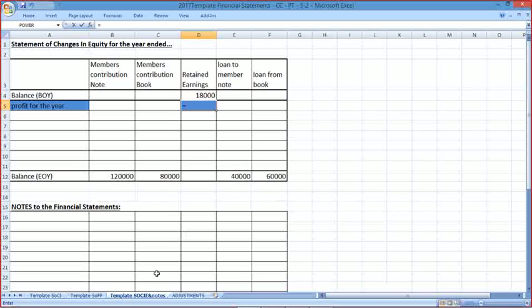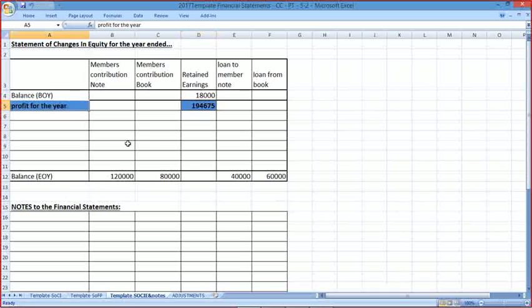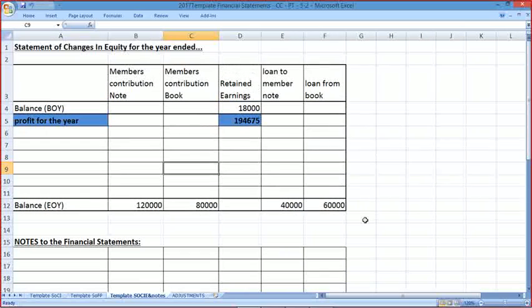So, profit for the year equals the amount that I had there, 194,675. That is profit for the year. Yes. And what did they say in point number 11? We have to distribute 80% of that. Good. So, distribution to members, minus 80% of it, minus that times 0.8. Okay, that's the amount that I distribute.